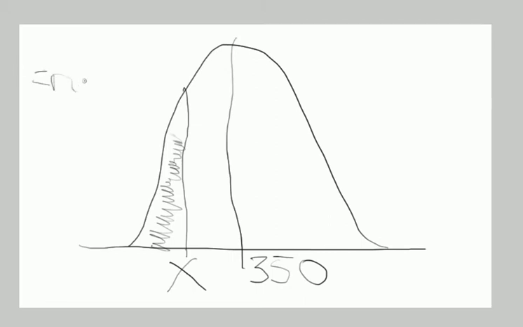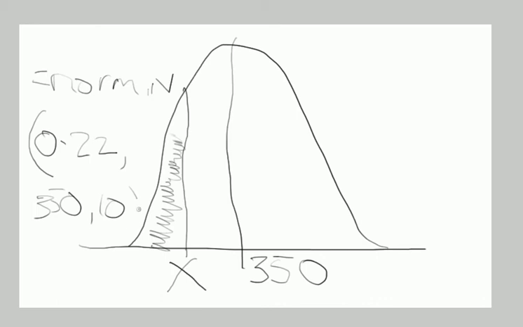Equals NORM.INV. And here we know the probability was 0.22. Then you put in the mean and the standard deviation. Whatever comes out of that will be this number here, which separates the 22%, the 0.22, from the other 0.78.